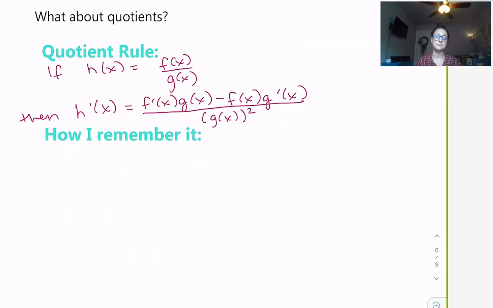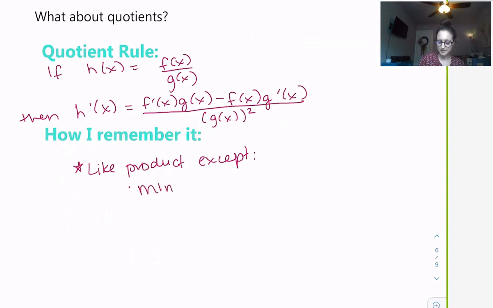Okay, and we will prove this after we look at chain rule next week, or in a couple weeks. Okay. So how do I remember this? Well, it's like product rule, except what?